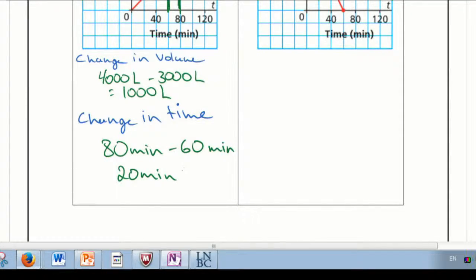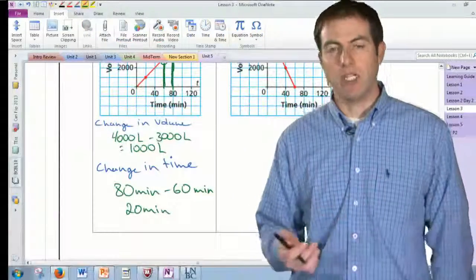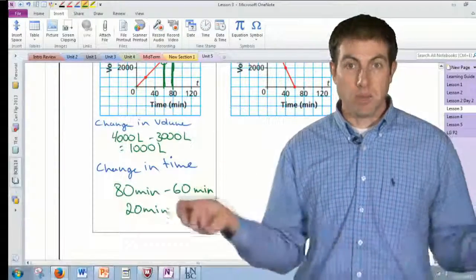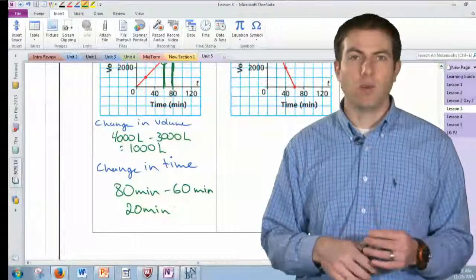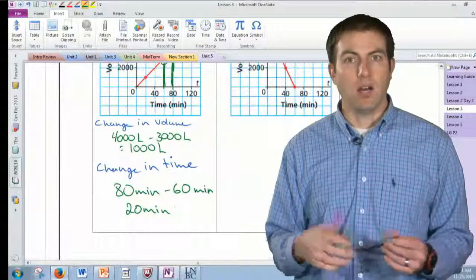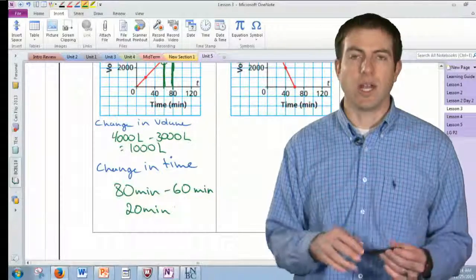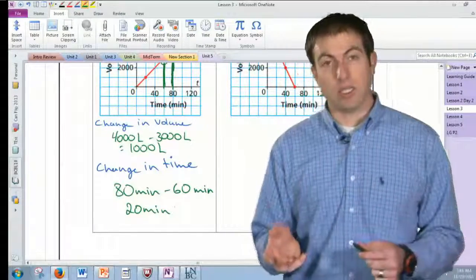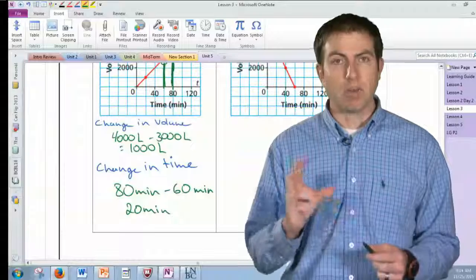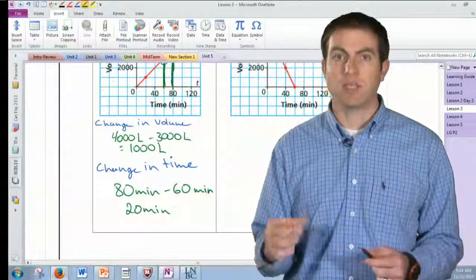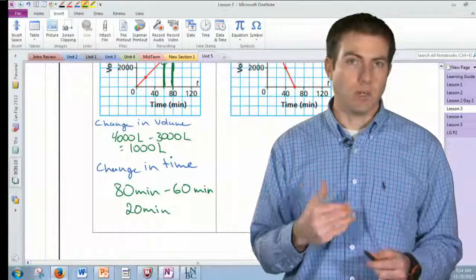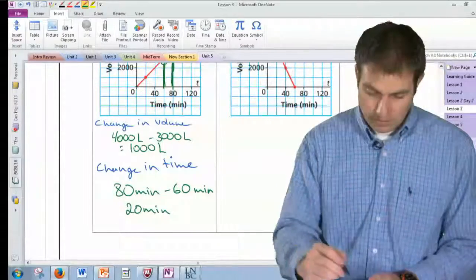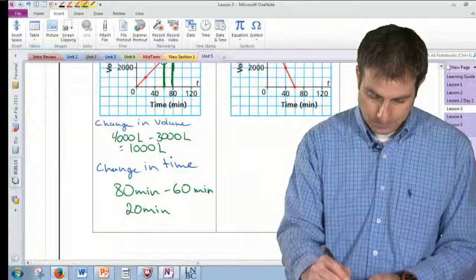So when I talk about the rate of change, I'm not interested in talking about the change over 20 minutes. I'm always interested in figuring out what the change is over one of whatever the horizontal or x-axis represents. So if in this example we're changing each minute, I want to know the change per minute, not the change for 20 minutes. In this case, it's 1,000 liters every 20 minutes. I want to know the change for 1 minute. So what I do is I find the rate of change.